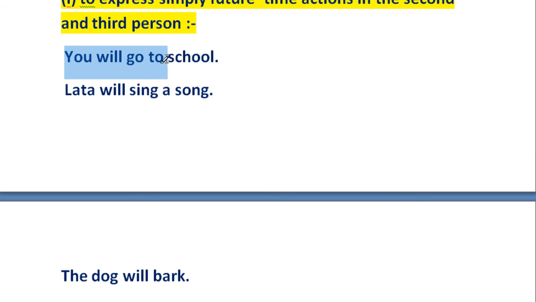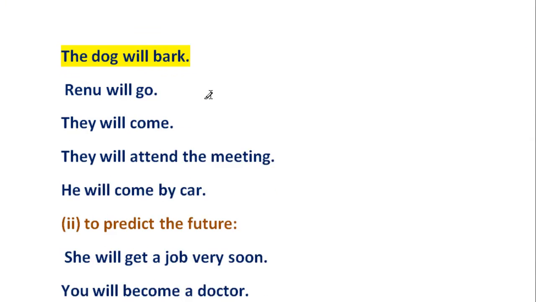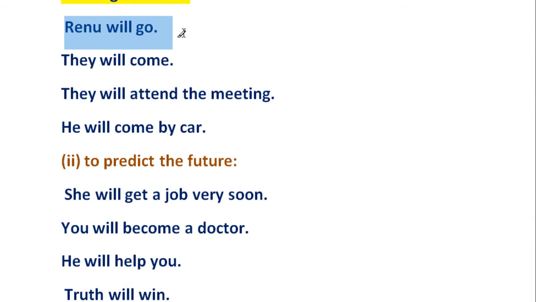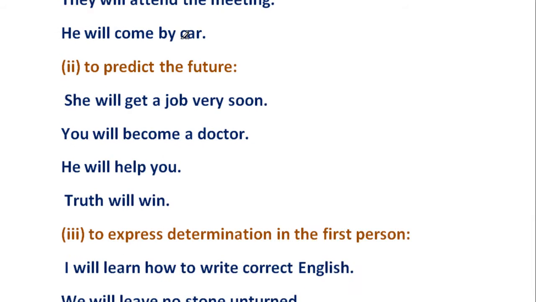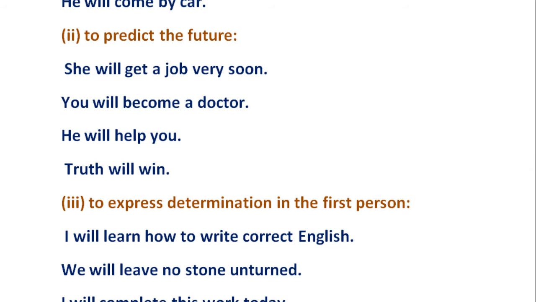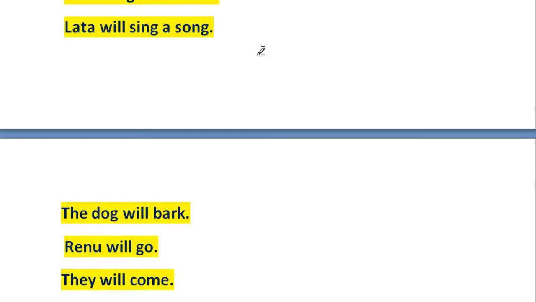Examples are you will go to school, Lata will sing a song, the dog will bark, Renu will go, they will come, they will attend the meeting, he will come by car. This was the first use of will.